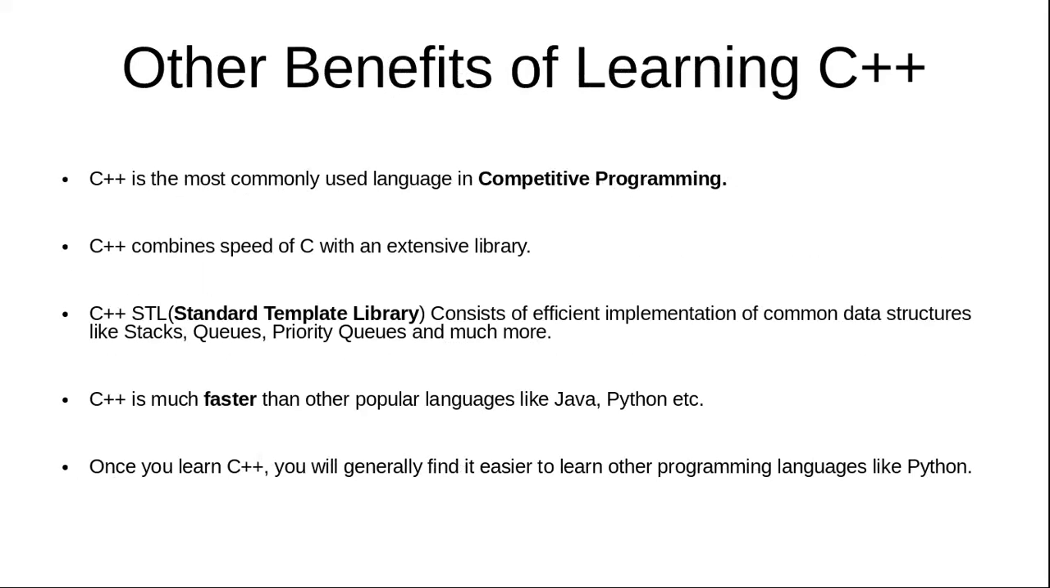C++ is the most commonly used language in competitive programming or sports programming as it is called. C++ combines the speed of C with an extensive library. C++ is powered up by STL or the Standard Template Library. It consists of efficient implementation of common data structures like stacks, queues, priority queues, linked lists, etc.